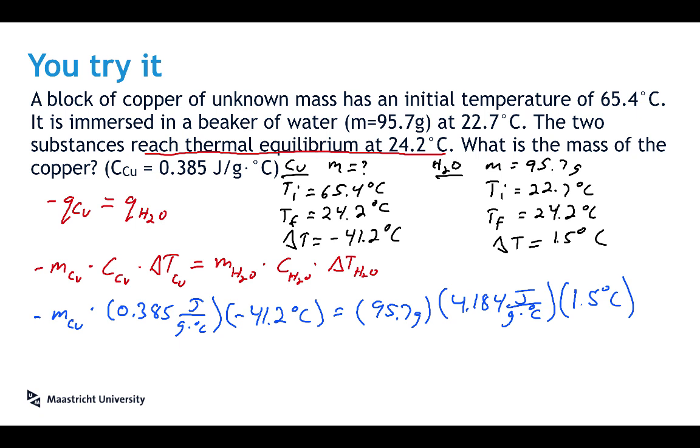So when I work out both sides here, I get negative M copper times negative 15.86 joules per gram is equal to 600.6 joules. And when I divide all that out, I get a mass of copper that's equal to 37.9 grams.